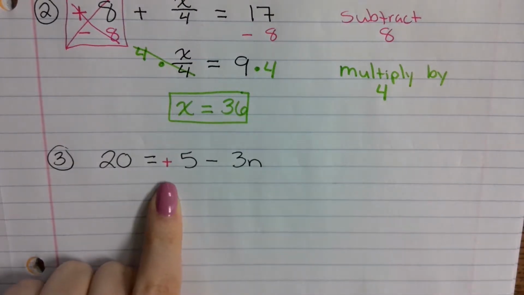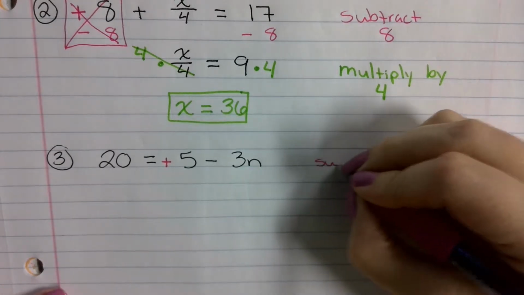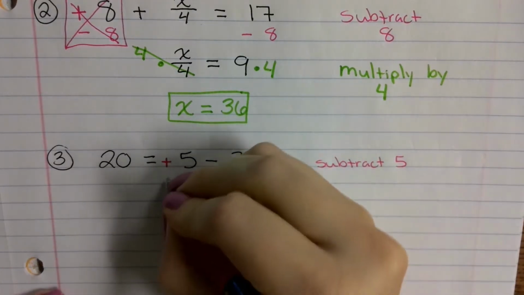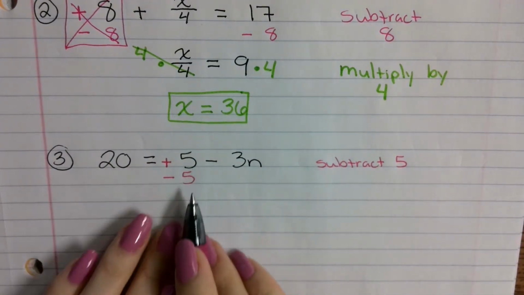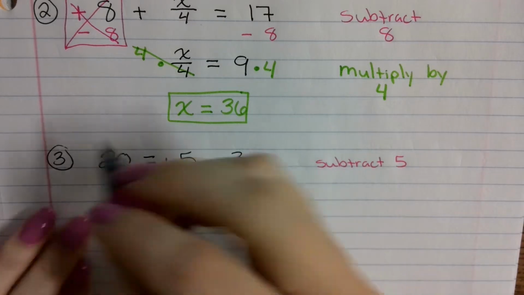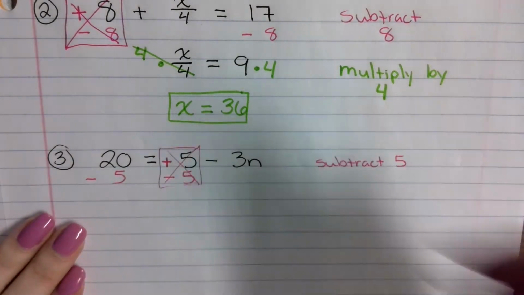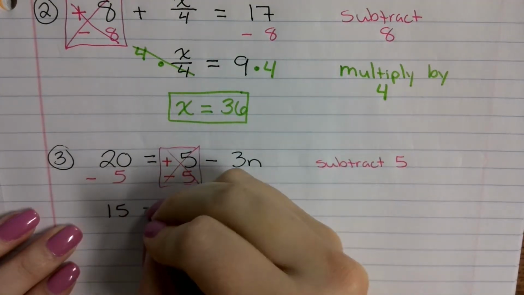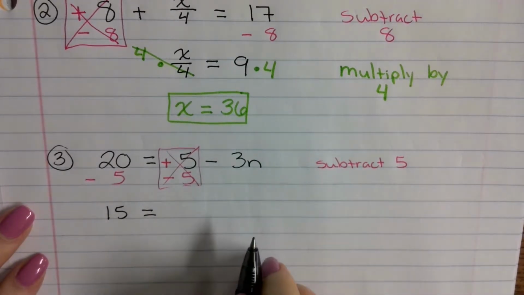So what would be the inverse operation to get rid of that 5, Zoe? Subtraction. You would have to subtract 5 from both sides of the equal sign. So we're going to subtract 5 here and subtract a 5 from the 20. So 20 minus 5 is going to give us 15. And what am I going to have on my right side? Olivia?